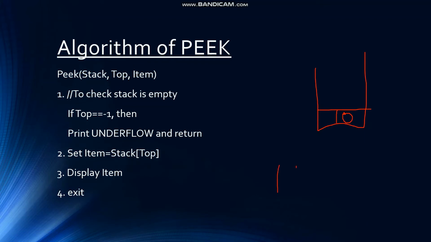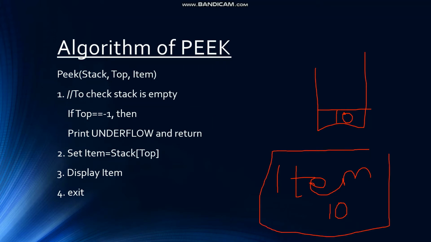See, this is item, and this top value is 10. Item will be holding the value 10 and the value of the item will be displayed. That is the algorithm of peek.